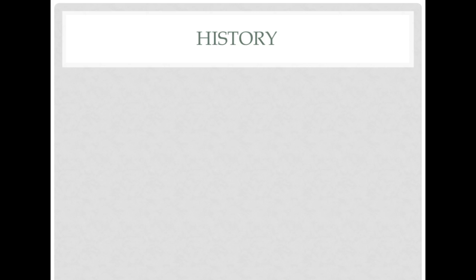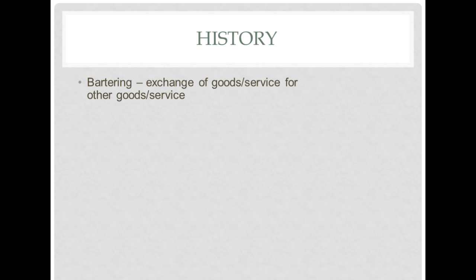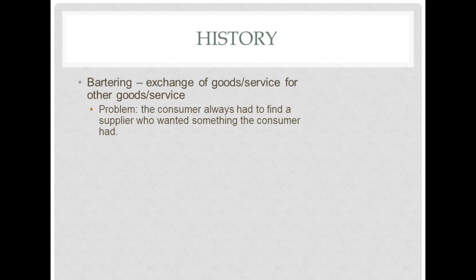Here's a little history of money. This is not integral to the course, but I think it's interesting just to kind of have an idea about it. Prior to money existing, there was something called bartering. And bartering really was the idea that you would exchange a good and service for another good and service. The problem with bartering is that the consumer always had to find a supplier who wanted something the consumer had. So if you were looking for, I don't know, a chicken and you had a pig, you could trade your pig for the chicken, but the problem was you had to find somebody who had a chicken and, most importantly, who wanted a pig.